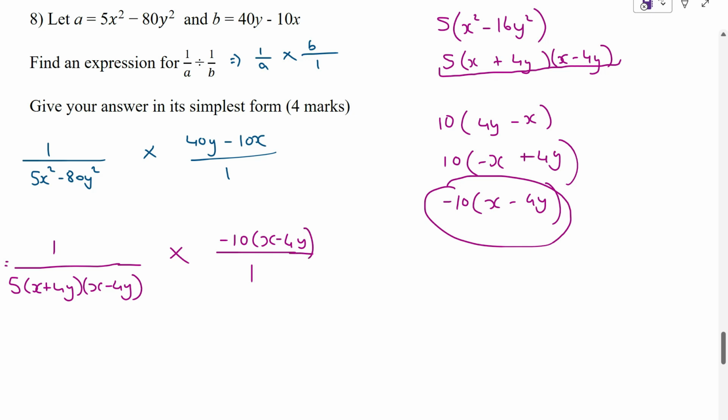Okay. So now we can go ahead and cancel this, cancel that. And we can see that this 10 and 5 can also be cross cancelled. So this will become 2 and that will just become 1, leaving us with 1 over x plus 4y multiplied by minus 2, which gives us a final answer of minus 2 over x plus 4y.